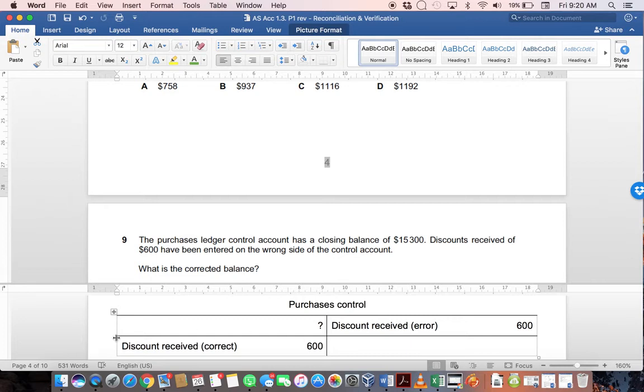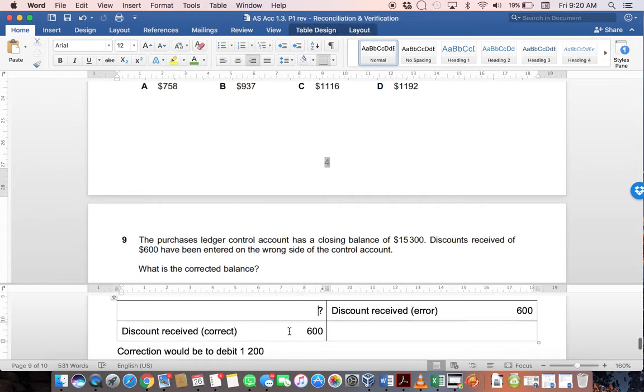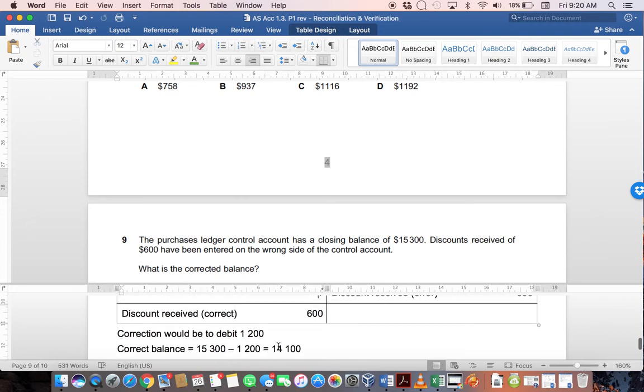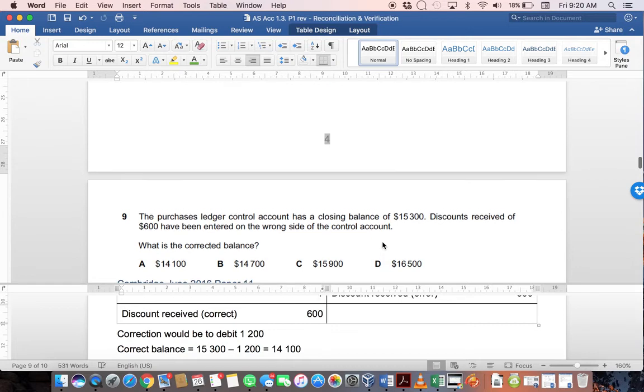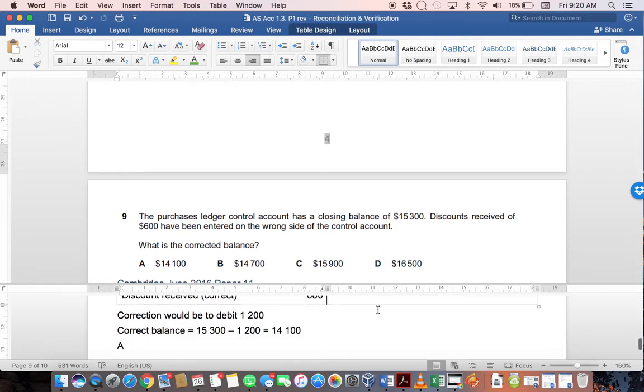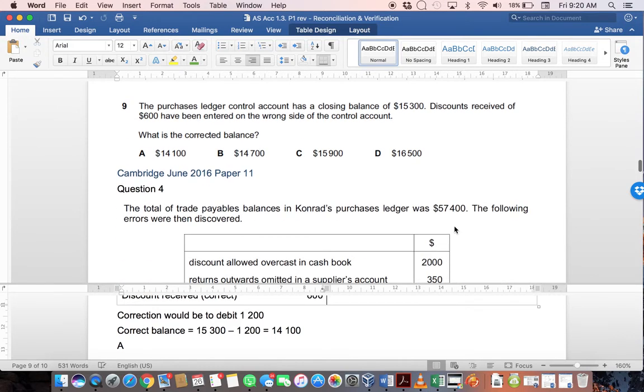So I show my error at the top, I show what it should be at the bottom, and just like those other ones that we looked at, we would need to debit purchases with $1,200. In other words, we want to decrease the amount owed by $1,200. So we can then do a calculation. We've worked out that the correction needs to be a debit $1,200, and to correct it, you now take your balance of $15,300 minus $1,200 to get an answer of $14,100. Look for that as an option, and you will now choose A.